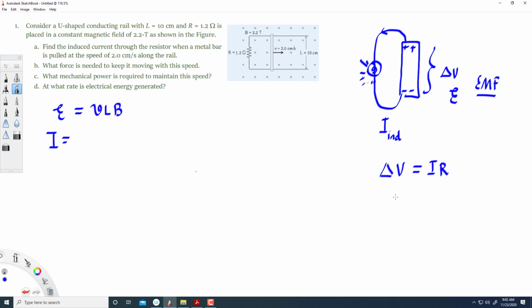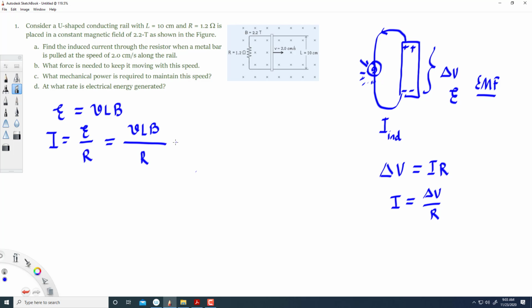So then that means I would be delta V over R, so delta V would be the EMF over R. EMF is VLB over R. So V is the speed of the rod, L is the length of the rod, B is the magnetic field, and R is the resistance of this circuit.